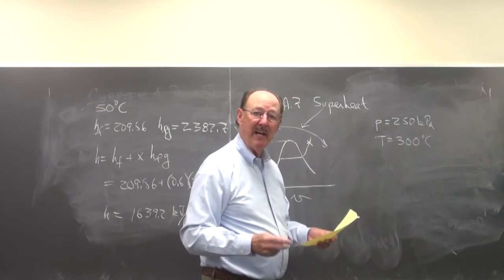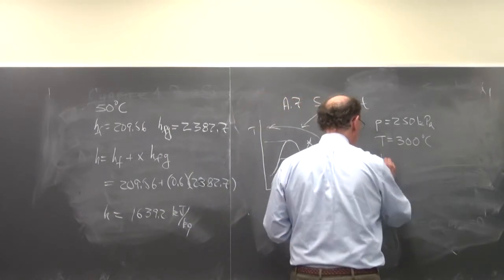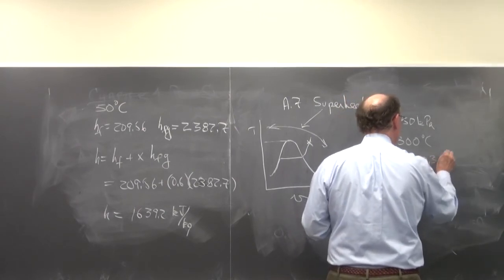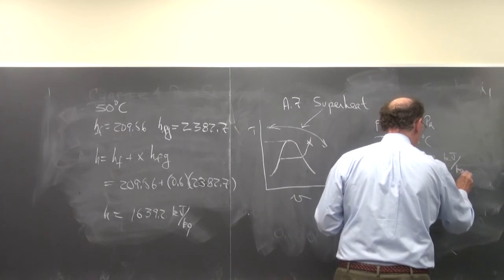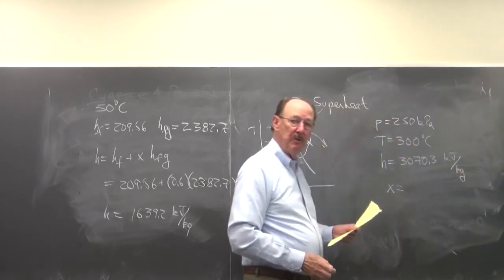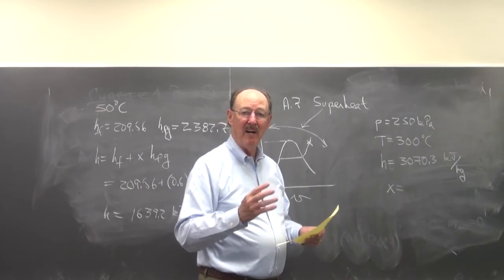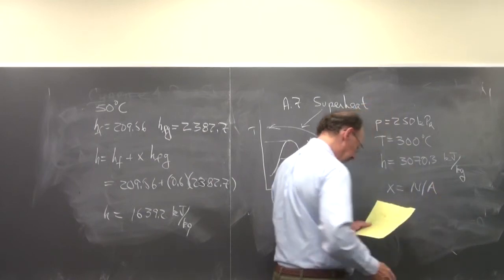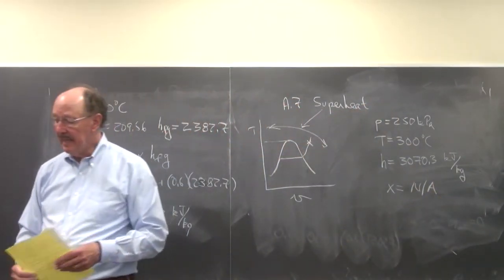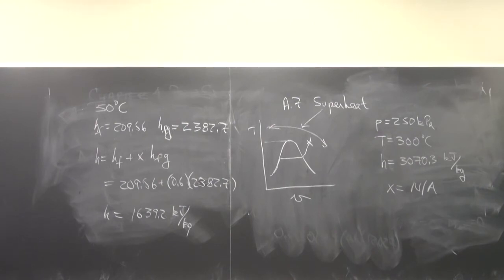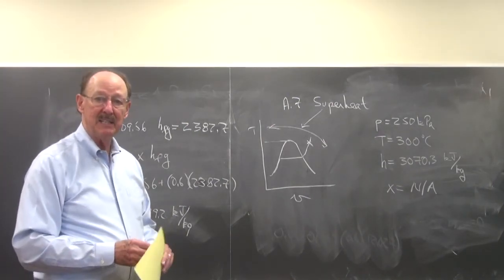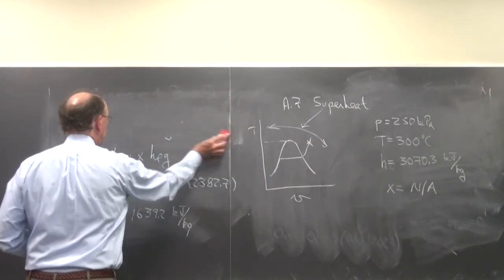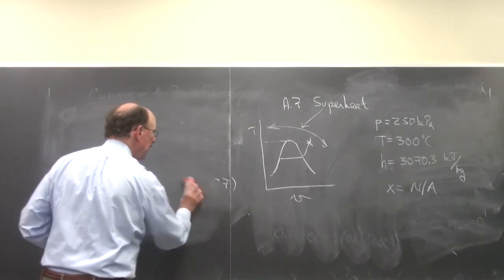And I can look up the value of enthalpy directly. H is equal to 3070.3 kilojoules per kilogram. And x is equal to not defined, not available, not applicable. And so we're looking at that, and that becomes an important part of what we're going to do. Now I'm going to give you some practice in finding values, and give you some examples where you figure things out.